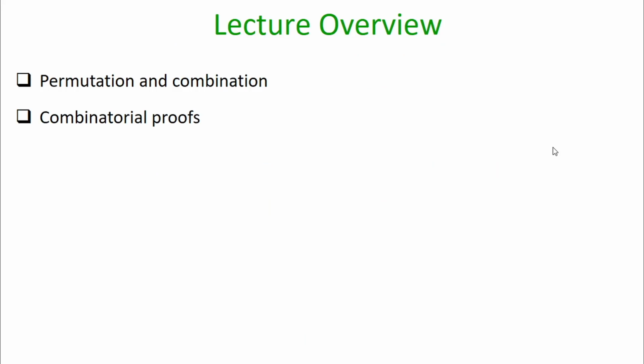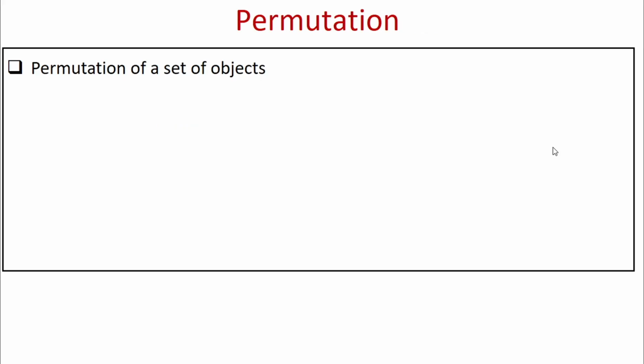Just to quickly recap, in the last lecture we started our discussion on combinatorics and we discussed the basic counting rules like the sum rule and the product rule. So in this lecture we will recall the concepts related to permutation and combination that you might have studied during your high school, and we will also discuss combinatorial proofs.